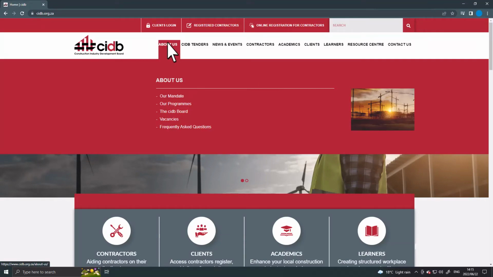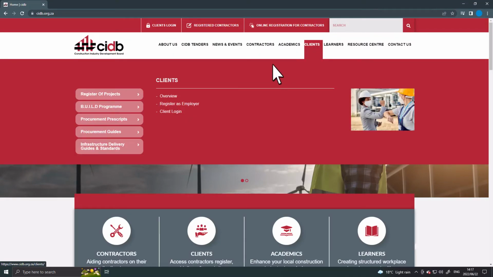It is mandatory to register the award of your construction contract on the CIDB Register of Projects and to include the B.U.L.D standards that are applicable to your project.